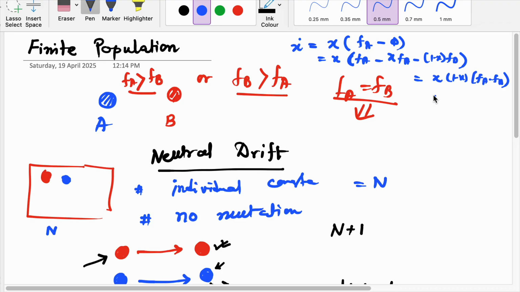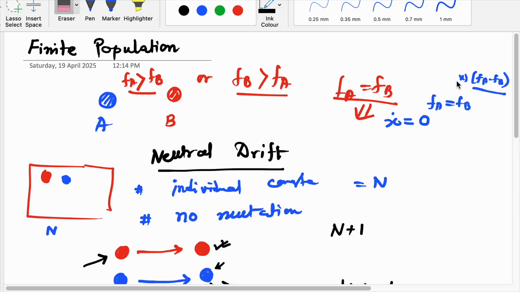Now if fA becomes fB, that means this term is 0. So the dynamics is saying it will always be 0, no drift is there. But then there would be many A individuals and many B individuals. Exactly. So you mean to say that all the A's have equal fitness and all the B's have equal fitness? Exactly, that case. Okay, I understood. Yes, x is the frequency of the A individual. So now this drift, the drift because of selection, is 0.